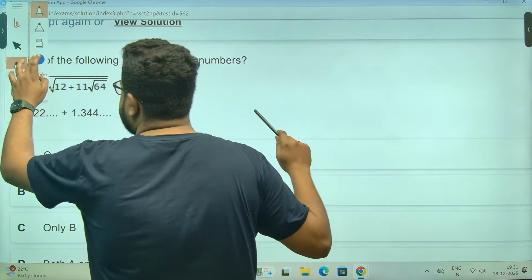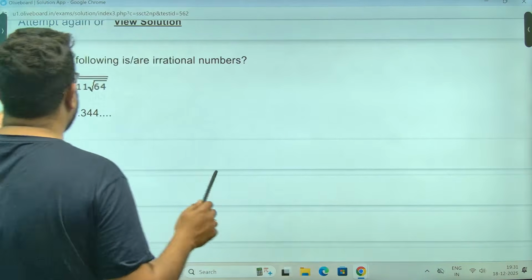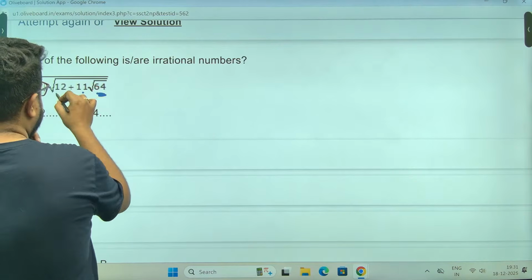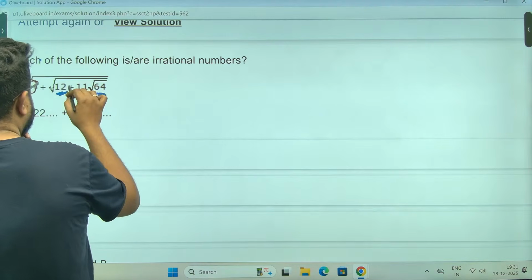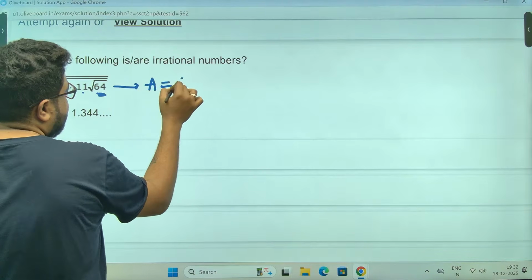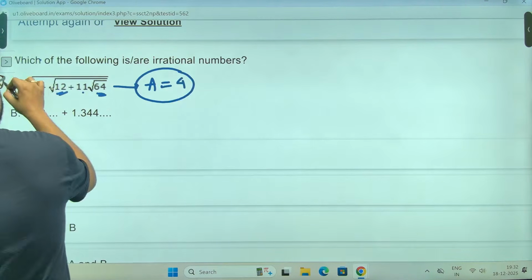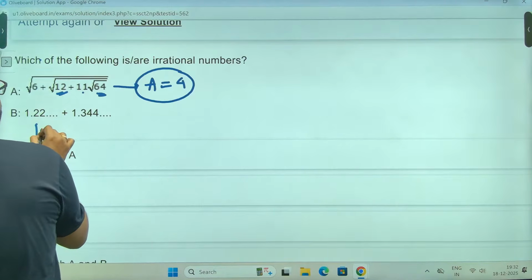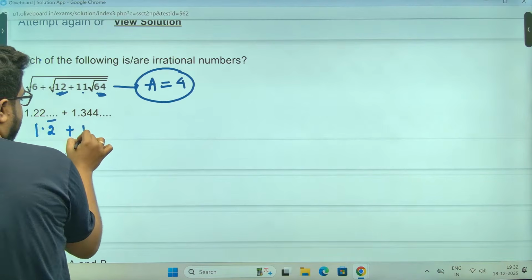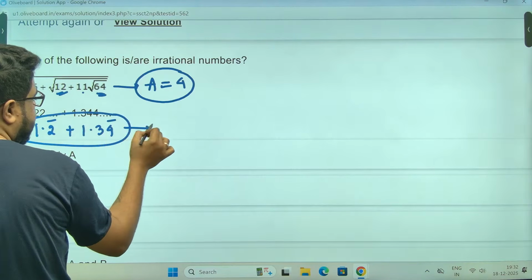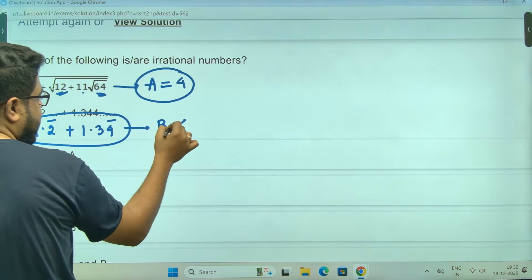They are asking for irrational numbers. 8 into 11 is 88, plus 12, 100, 16, so this is 4. A is 4, sir, not an irrational number. So not A. Again, this is 1.2 plus this is 1.344. So this is also not irrational. B is also a rational number.